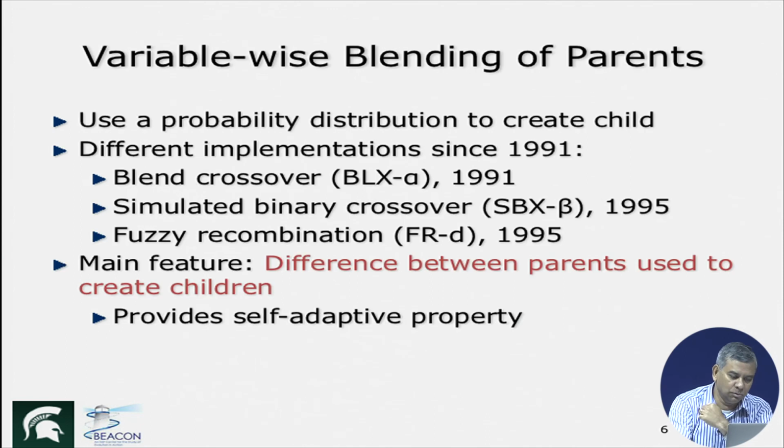First, we'll talk about variable-wise. There are quite a few methods. The one that was first suggested was BLX, blending crossover. I'm going to briefly mention to you what that is. It has a parameter, and every one of them has a parameter called alpha, so that you have some control.